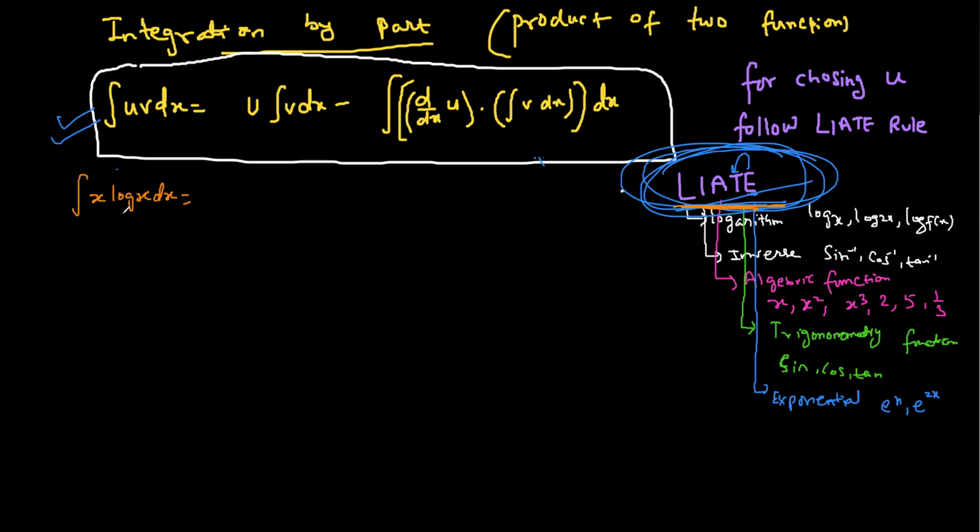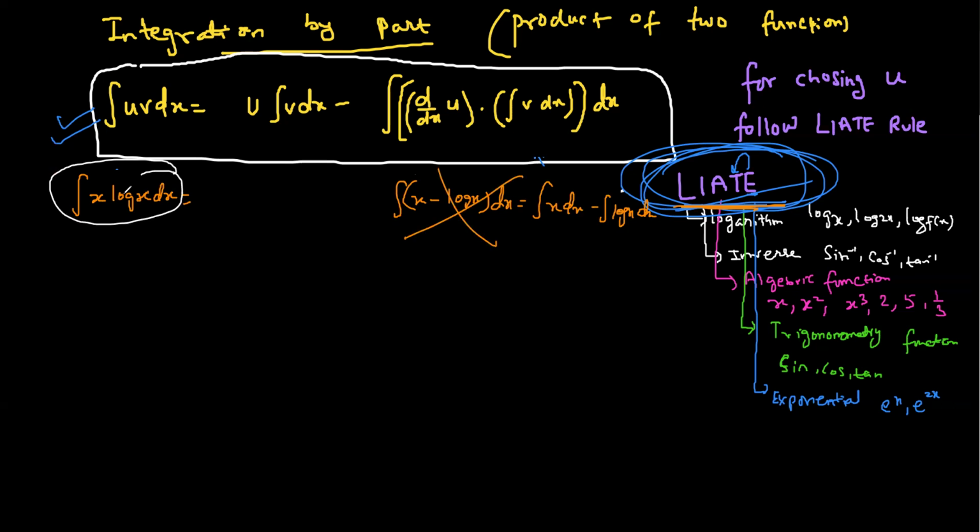So this is product form. Suppose the function is given in this form: x minus log x. This is not product form, right? You can separate it and then integrate each one. There is no need to use the UV rule, integration by parts, because this is not in product form. But in this question, the function comes in product form, x into log x.